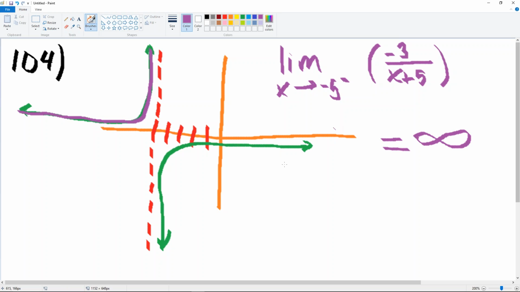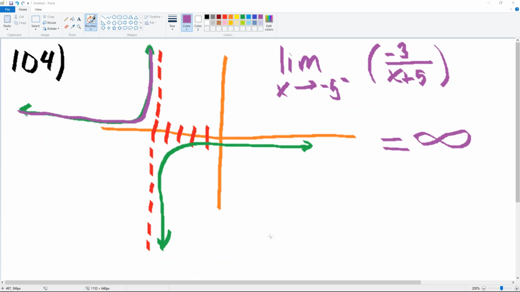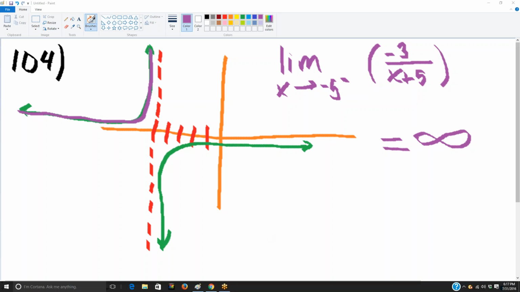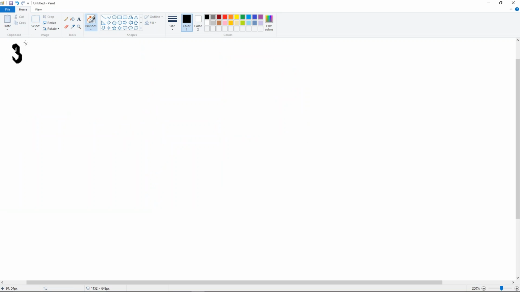What else? $31. Okay. $31. Find the domain and range of each function. Write your answer in interval notation.